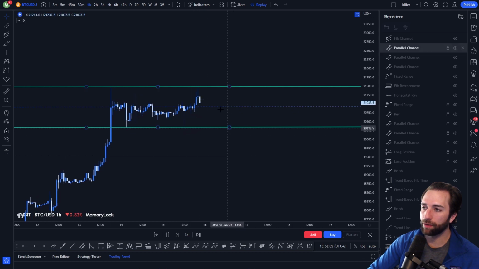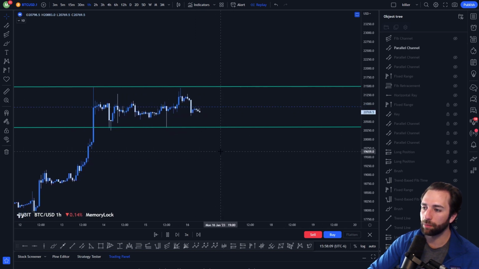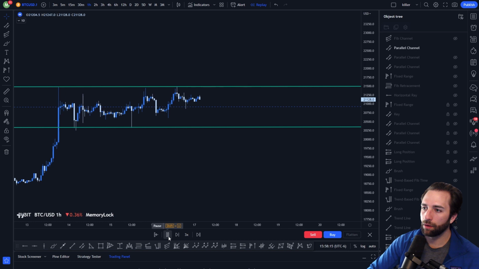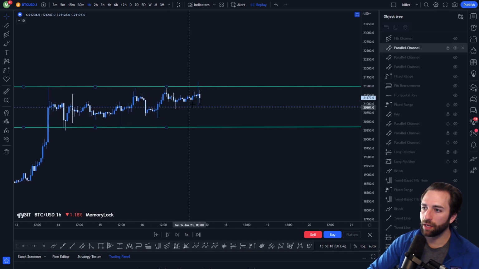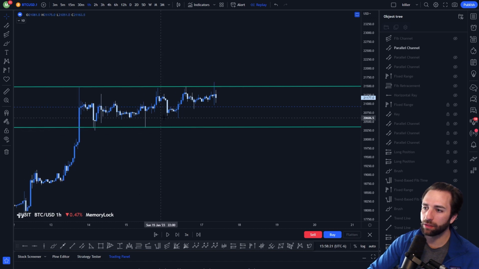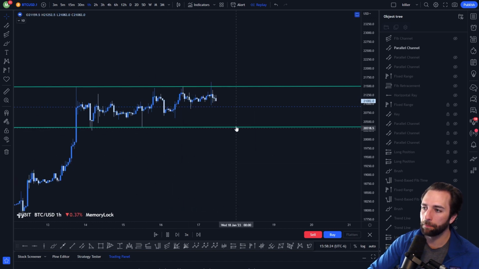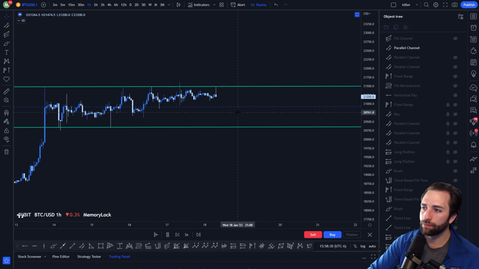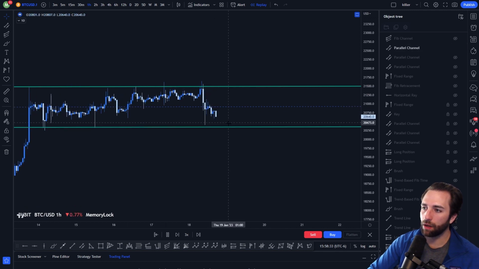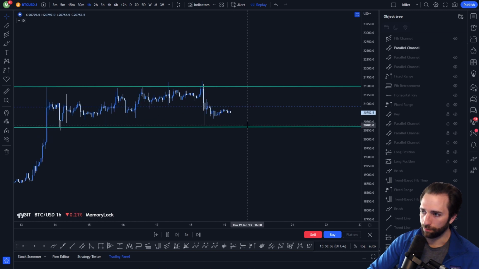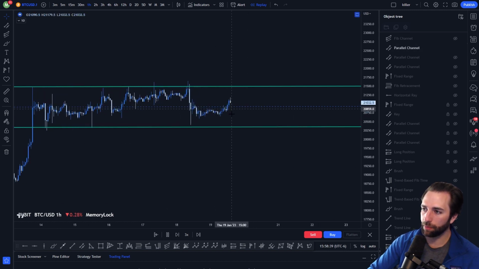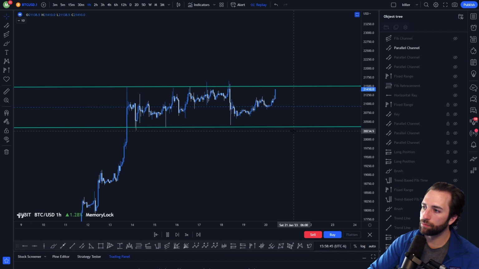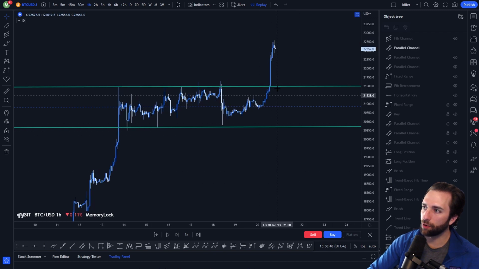Long opportunity, take profit. Okay. Short opportunity, take profit at the midline. Great. Short and take profit. Short, kind of front ran, but we can see here that we're building up liquidity to the downside. Short, take profit, long. Take profit at the midline. Take profit at the top, and boom, we have a breakout.